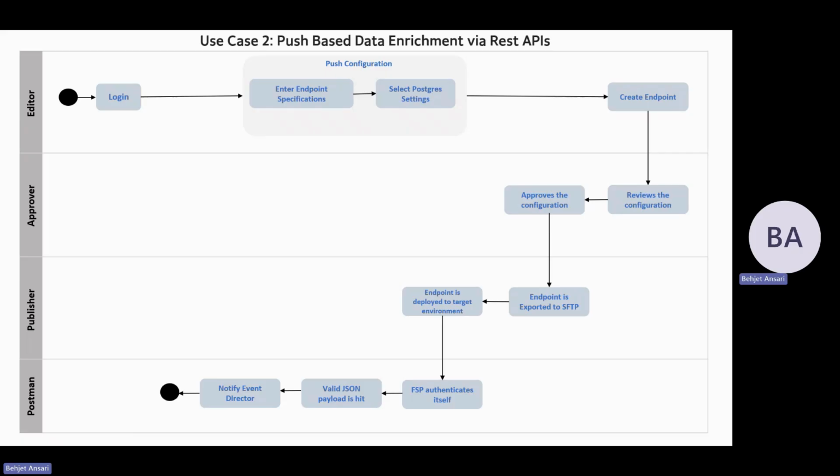APIs. So similar to the pull-based jobs, the flow would be kind of the same, in which the editor would log in, create the endpoint specification, select the table in which the data has to land, create the endpoint, and the rest of the MakerChecker flow is pretty much the same. So let's jump into the demonstration instead.